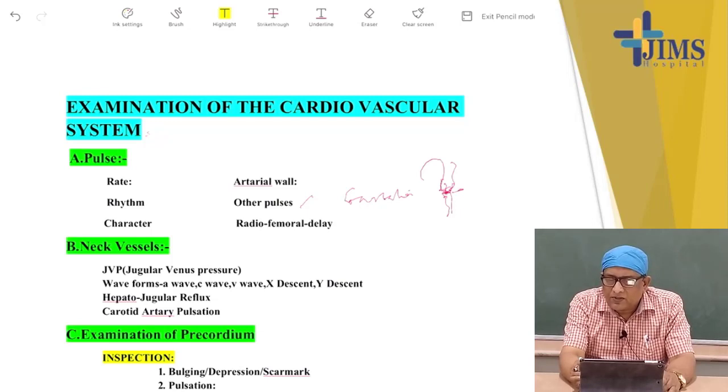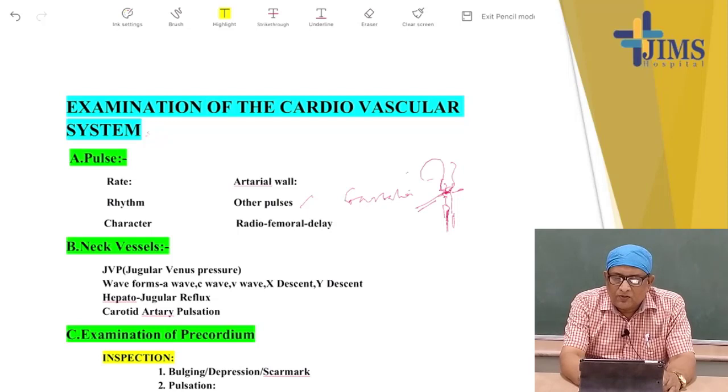So you will get the radial pulse okay, but the peripheral pulses, particularly the dorsalis pedis or femoral pulse, will be delayed. So there is a radiofemoral delay, or there may be absent pulses. In this way we can diagnose some conditions also. So, comparison with other pulses.